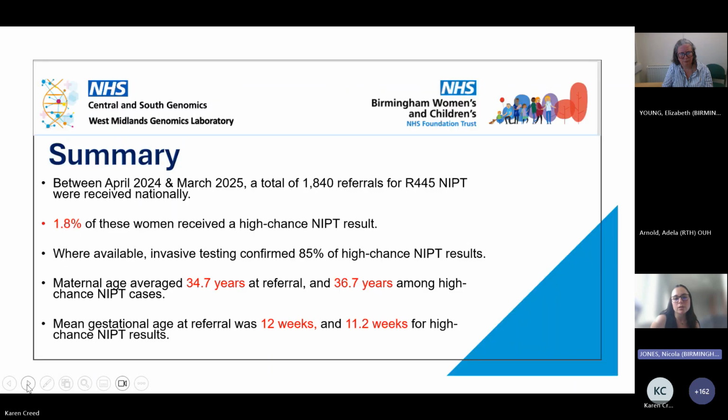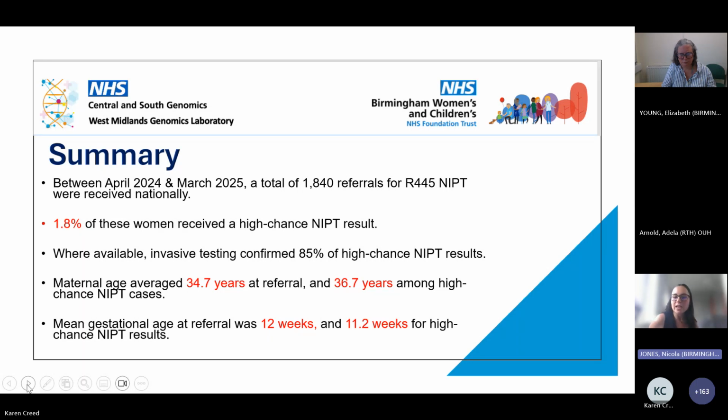Next slide, please, Karen. So just to summarise what this audit has told us: between April 2024 and March 2025, a year post-implementation, we received a total of 1,840 referrals for R445 nationally. 1.8% of these women went on to receive a high chance NIPT result. Although a small number of these were unable to be confirmed invasively, this figure is in line with the published literature, that having a trisomic pregnancy increases the risk to future pregnancies to 1% above the age-related risk. So it does confirm what the published literature tells us.